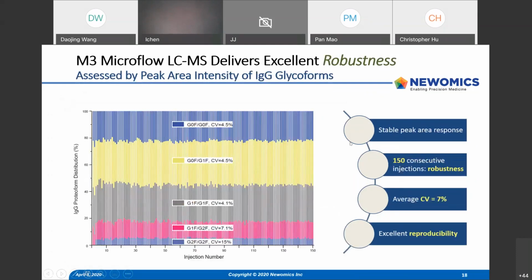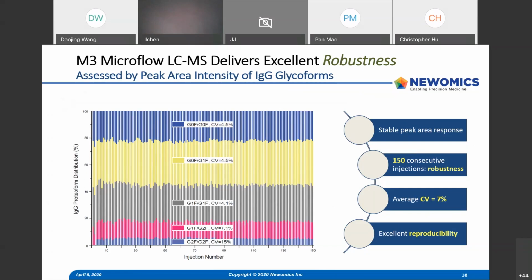Now, robustness is also a very important characteristic if you run native MS. As I mentioned, people don't run native MS using nanoflow because the tip tends to clog right away or after several runs. So we set a high bar. We ask the question, can we run at least 150 runs for one M3 emitter? If so, what's the CV? So here is the answer to that question.